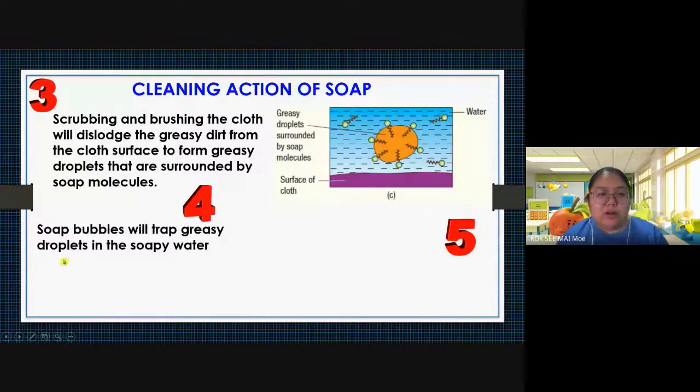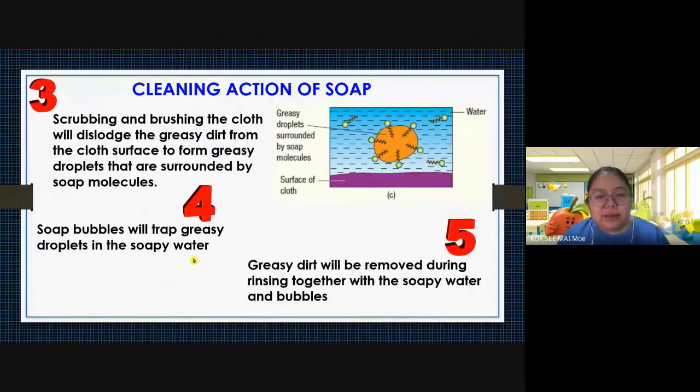Number 4, the soap bubble will trap greasy droplets into the soapy water. Okay, this one is not Shopee, I go to shopping. This one is called soapy water. That means the water with the salt. Okay, number 5, the greasy dirt will be removed during the rinsing together with the soapy water and also bubble. So from here, this one is the process of how the soap molecule takes out the greasy dirt from the surface of the cloth.